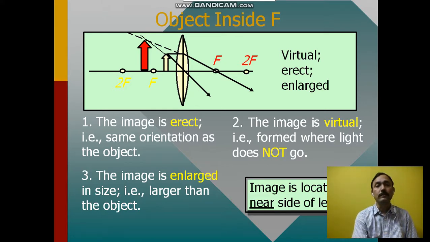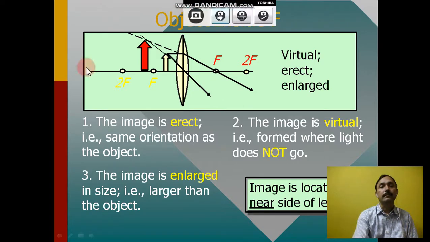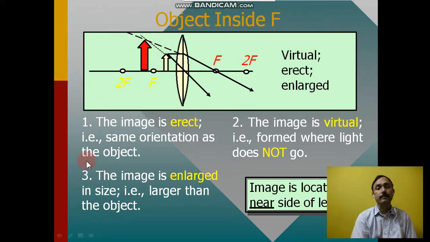Number 2, the image is virtual, formed where light does not go. The image is enlarged in size, that is larger than the object. So the image is virtual, erect and enlarged. Image is located on the near side of the lens. This is the near side of the lens.